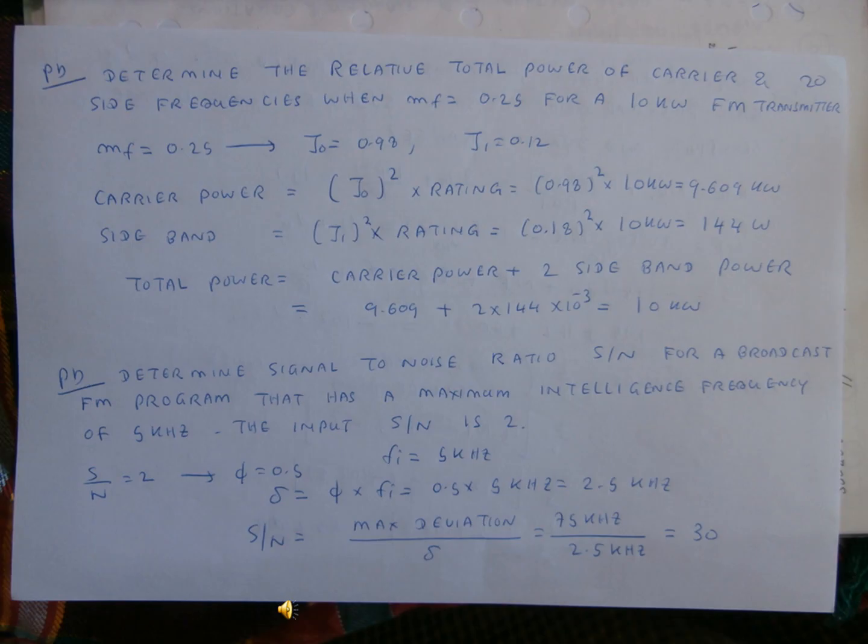Then we saw another problem. Determine the relative power of the carrier and the side frequencies when the modulation index MF equals 0.25 for a 10 kilowatt FM transmitter. In this case, MF is equal to 0.25, so J0 is equal to 0.98 and J1 equals 0.12. So carrier power equals J0 squared multiplied by the total power, which is 0.98 squared multiplied by 10 kilowatts. So you get 9.609 kilowatts.